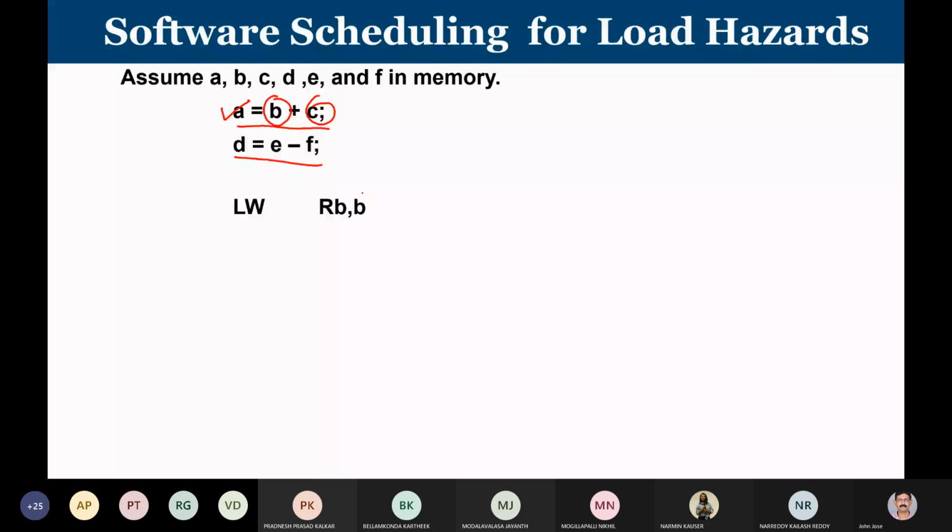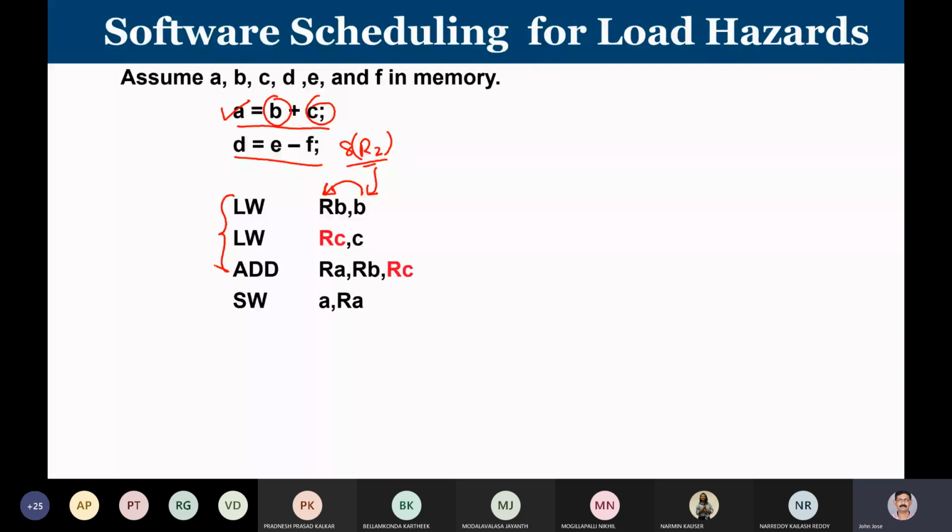Load word. This B shows the address. So typically your B is represented as, let's say, 8 of R2. That is what is known as your B. So B is nothing but an effective address. And then you load C, and then you are going to add them. So RB, RC, RA, all are registers. So this is how a corresponding machine level language code looks like for the operation B plus C.